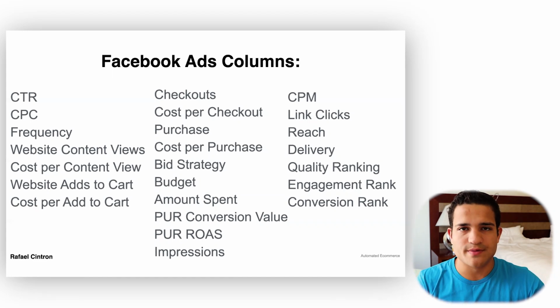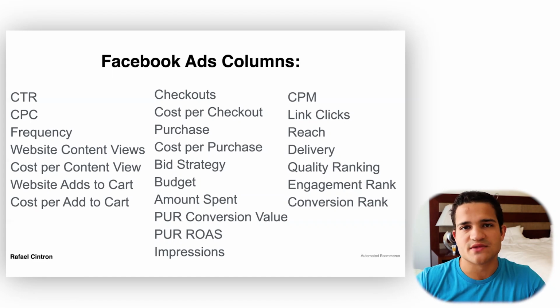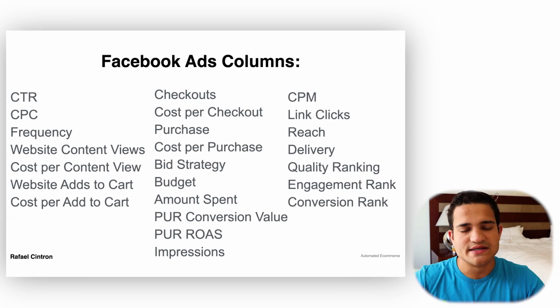Website content views. How many people are hitting your website, looking at the website page? Cost per content view. How much does it cost you to get one person on the website? Website add to cart. How much does it cost you for somebody to add something to their cart? Cost per that action. Checkout, how much does it take for somebody to go to the checkout page, to the shipping page, go through all that process, that cost, and the purchase, how much does it cost you to actually get somebody to buy from you.